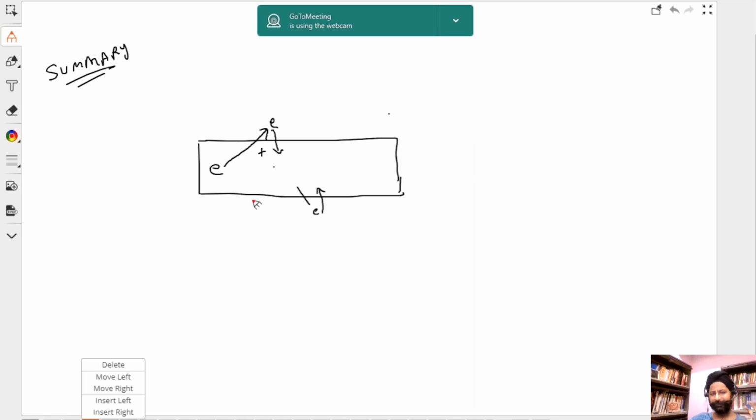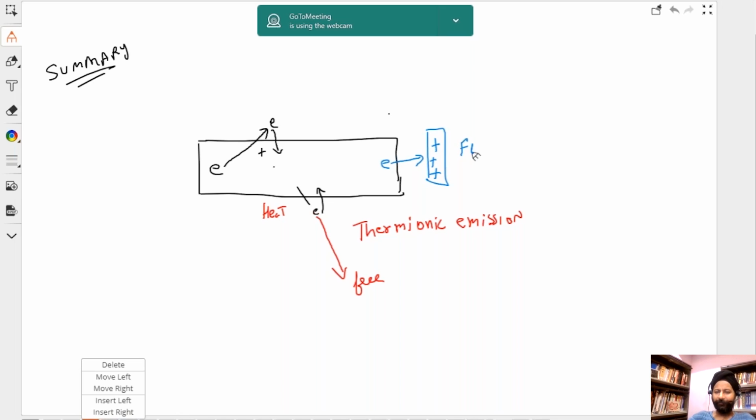What if I give it some energy? We saw a couple of ways to do that. What if I heat this up, so that thermal energy will give it enough energy and it is going to become free, escape? This is called thermionic emission. Similarly, you can put a field here, maybe a very strong positive field. The electron will be attracted to that. This is called field emission.